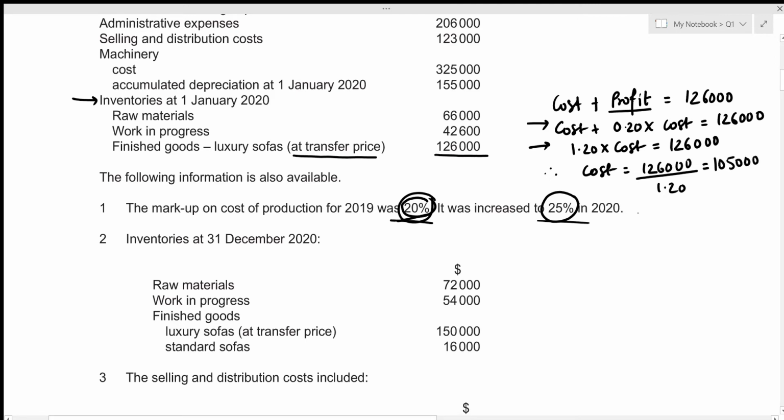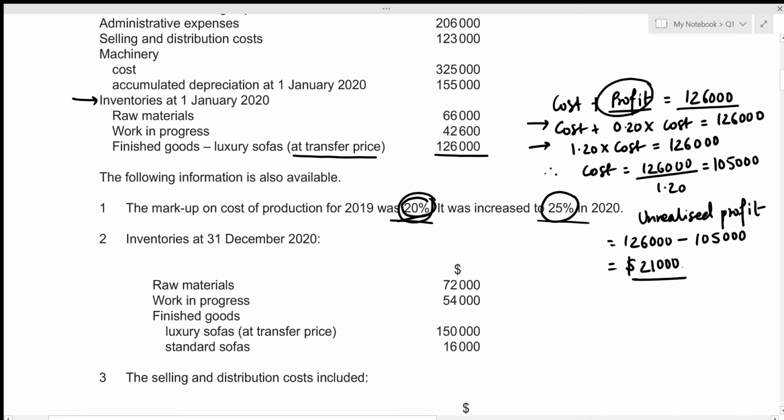Now the unrealized profit is just the profit, right? So in order to figure this one out, we can just subtract our cost from the total transfer price of 126,000. So that's just going to be 126,000 minus 105,000, which is 21,000. So this is the unrealized profit associated with the opening inventory of finished goods of luxury sofas.